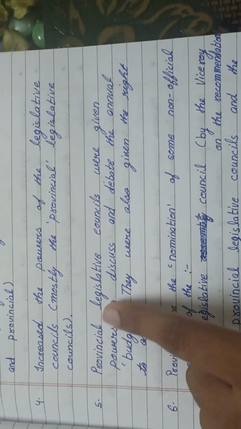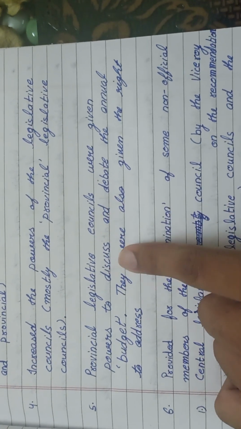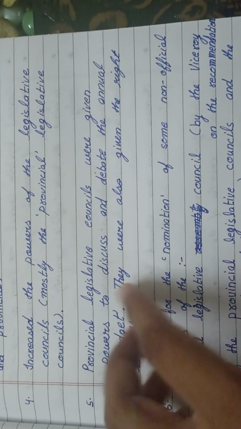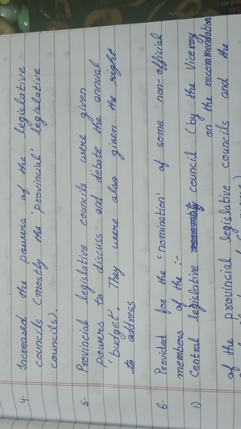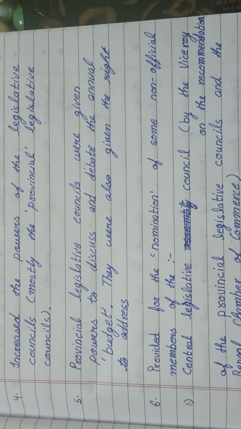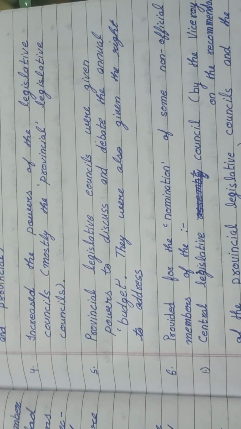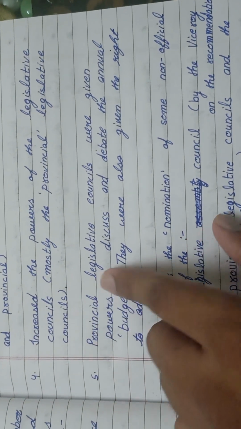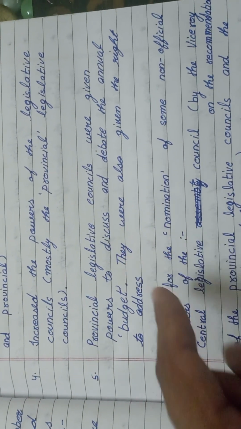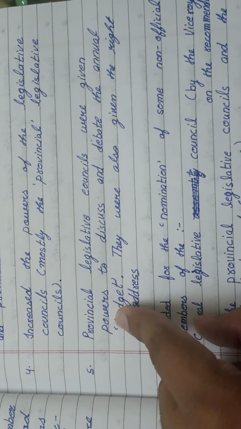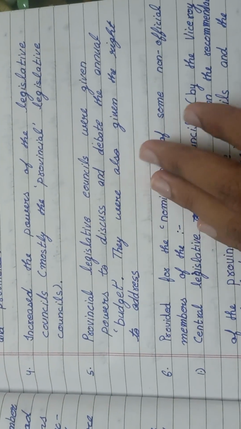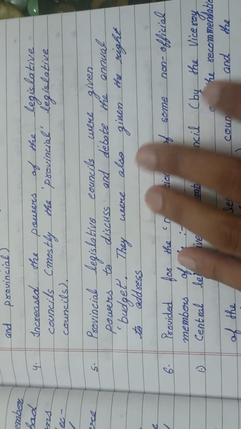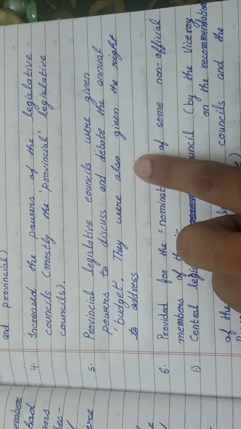The fifth feature is that provincial legislative councils were given powers to discuss and debate the annual budget. Before this, the provincial legislators had no say in how much money they would be given or how the budget would be prepared. Everything was taken care of by the central legislative council, that is the viceroy's council. But after this act, even the provincial legislative councils had their own say in the budget, that we want this, or please do this, or we are in need of this. Previously they could not even discuss what their needs were, but now they could discuss their needs.